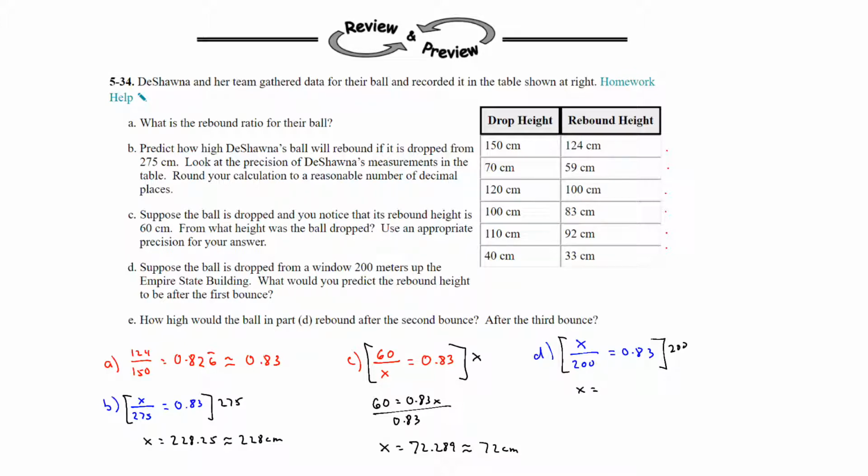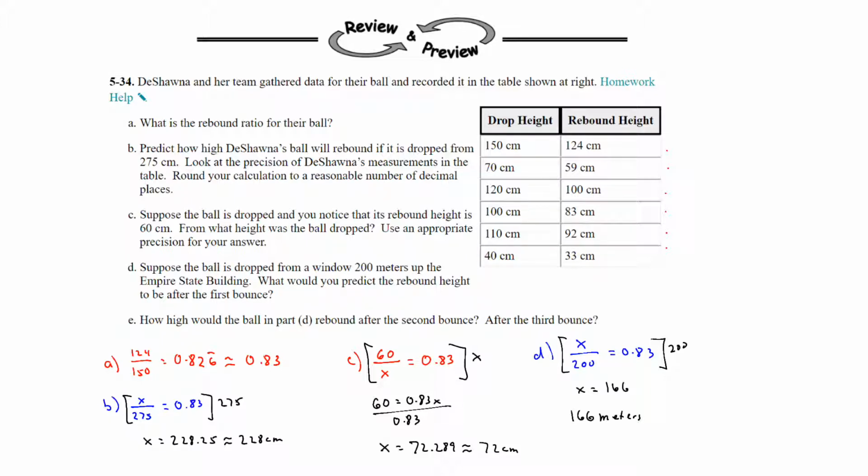So 200 times 0.83 will be 166. So we believe that it will rebound approximately 166 meters. So just because we changed the units from centimeters to meters, that rebound ratio should still remain the same.